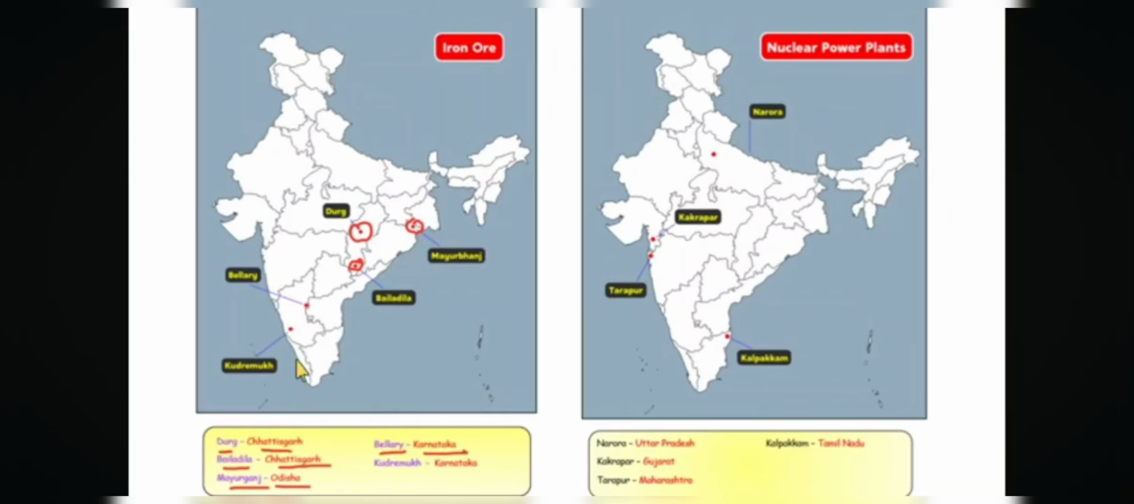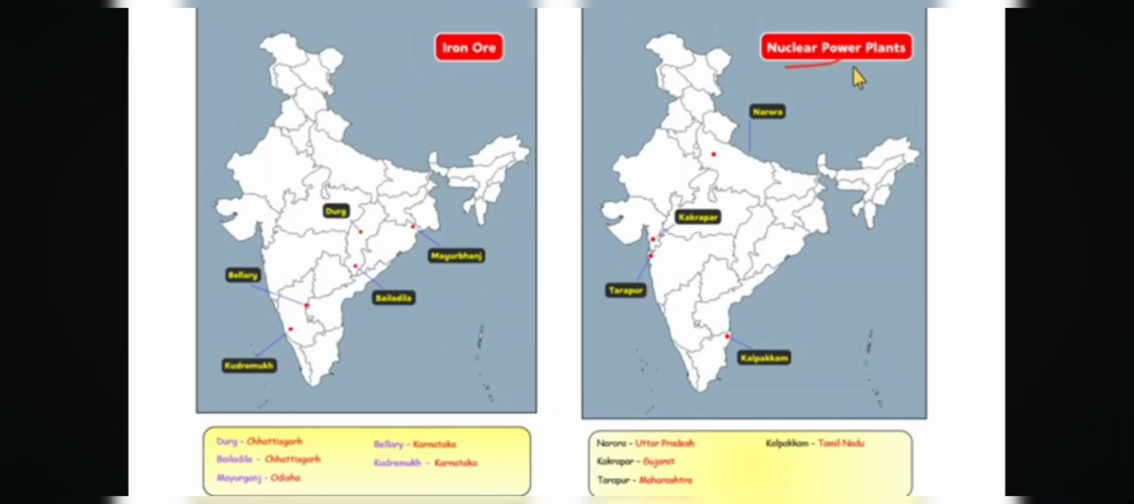Then there's Bellary. This is Bellary in Karnataka. Sorry, it's here. Here's Bellary here. And there's another one, Kudremukh, which is near Karnataka. Now, which are the important ones? Your Durg is important. This is asked. And this one, Kudremukh, is asked. Remember this. And Bellary is also asked here. These 3 are important. Okay, remember this. Bellary is in Karnataka. And Kudremukh is also in Karnataka.